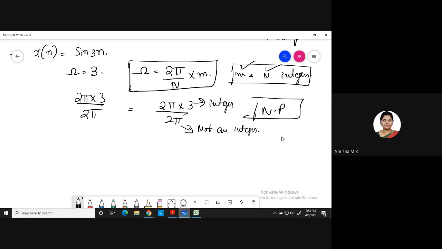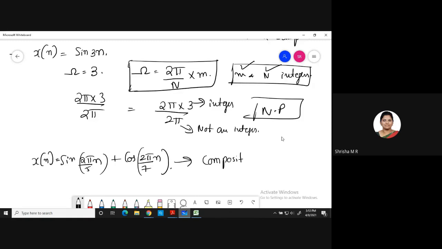Okay, take down the next problem. x of n is equal to sine 2 pi by 5 into n plus cos 2 pi by 7 into n. So this is a composite discrete time signal. You have to identify what type of signal that is. Why discrete time signal? Because you have x of n. Why is it composite? Because it consists of two functions, a sine function and a cos function. You have addition of two functions here. Hence it's a composite signal.